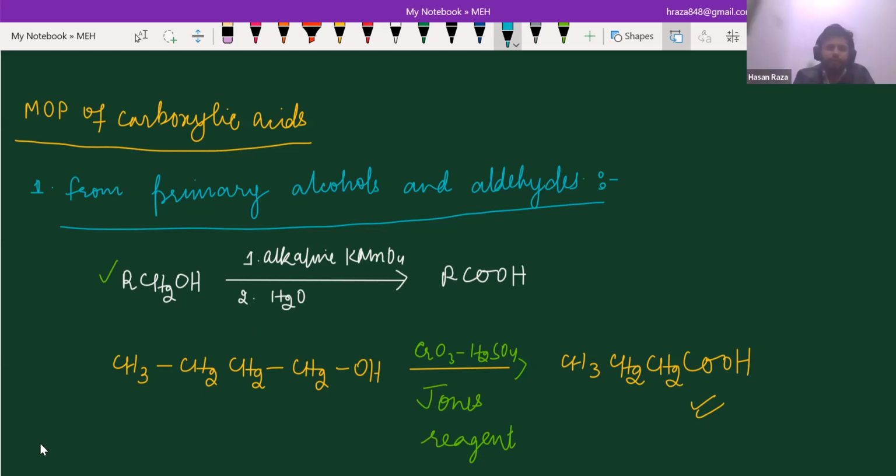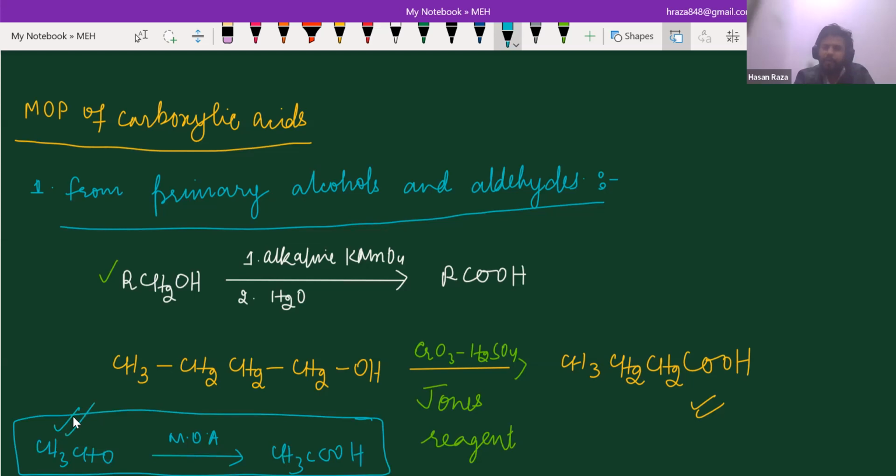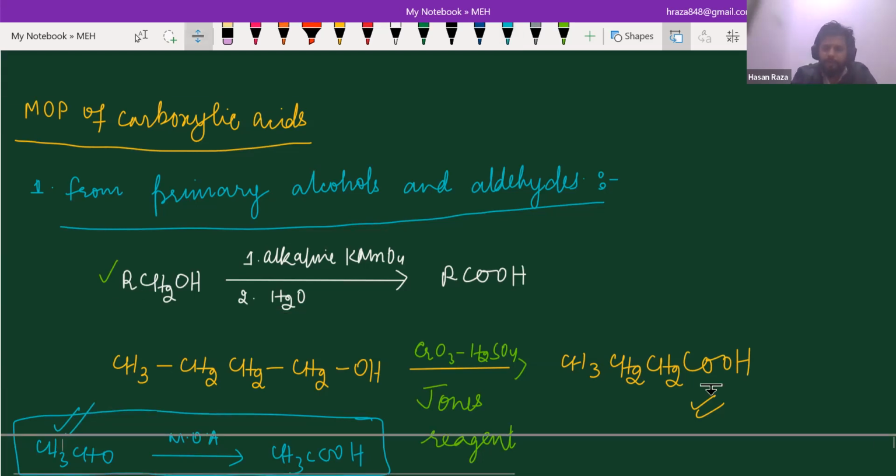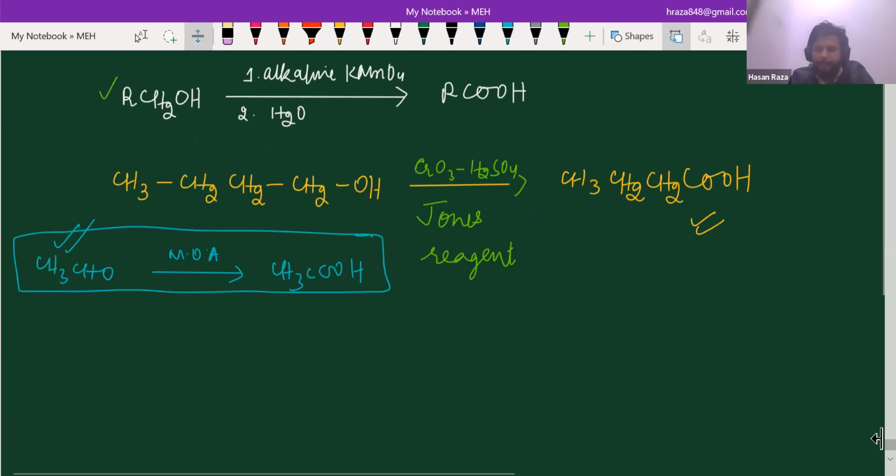Now, if you are going to use some mild oxidizing agent on aldehyde, then it will be converted into carboxylic acid. You have already studied this reaction in the previous classes. Can I change the slide? Fawaz, are you done up to this? Yes, yes.